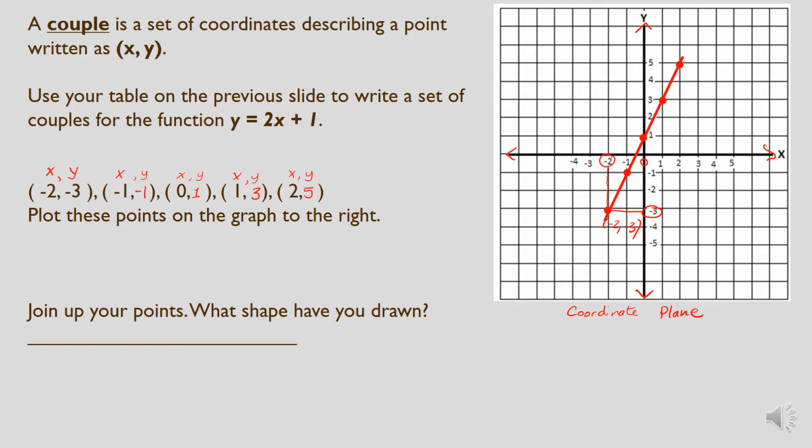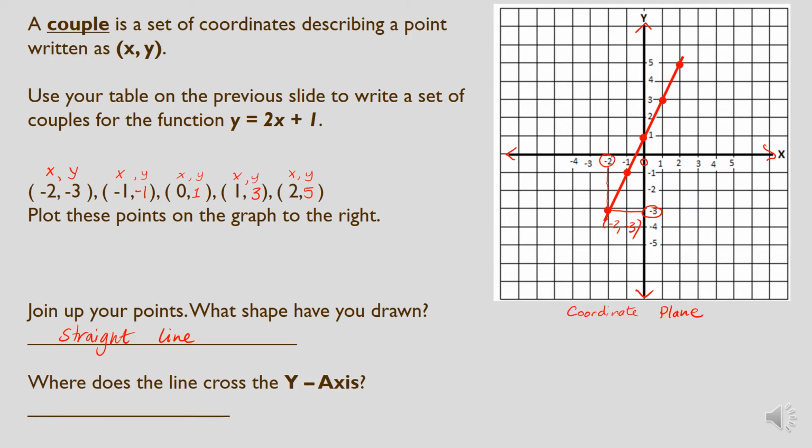So in that case I take a ruler and I join them up, and what have we drawn? We have drawn a straight line. Okay, and if you recall, we said that the outputs were given a linear pattern, and that's why it's called linear, because when you put it on a graph it looks like a straight line. Where does the line cross the y-axis? So my y-axis is the vertical one going up and down, and it crosses right here at y = 1.